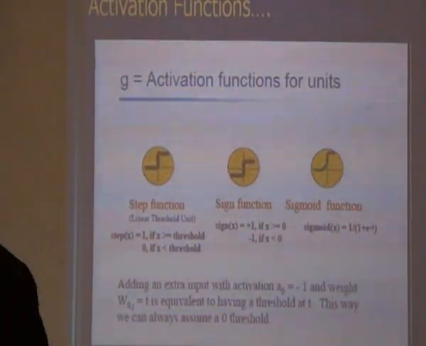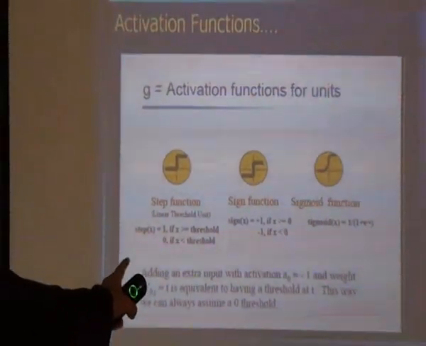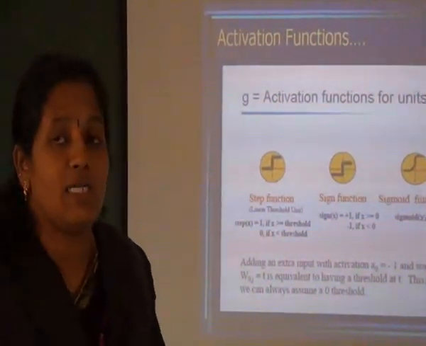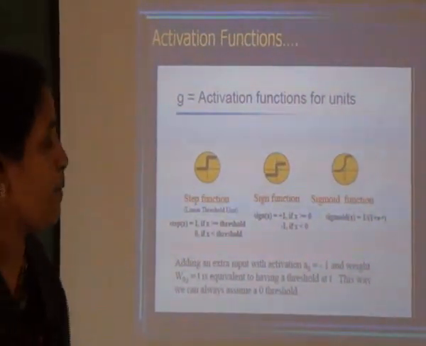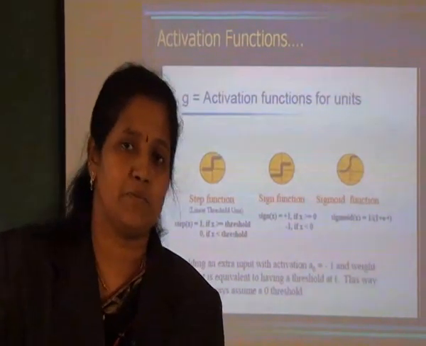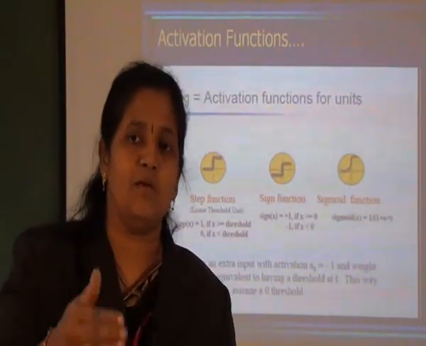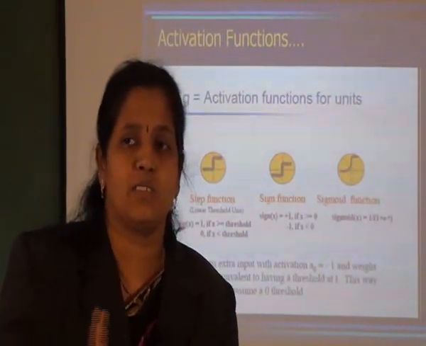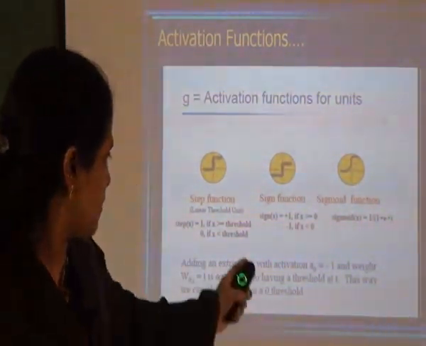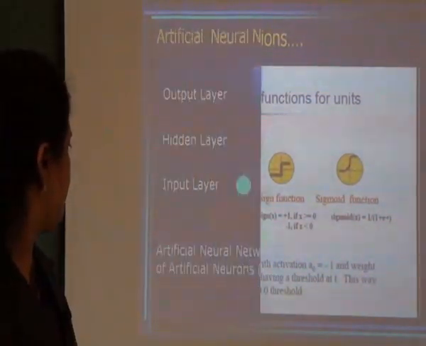Whereas the sign function, instead of 1 and 0, uses plus 1 or minus 1. If it is less than 0, it is minus 1. If it is greater than 0, it is plus 1. And the sigmoid function is 1 divided by 1 plus e to the power minus x. Most applications use the sigmoid function, because you cannot fix it with only the two boundaries 0 and 1. It varies continuously from 0 to 1. That's why in most applications we use the sigmoid function.